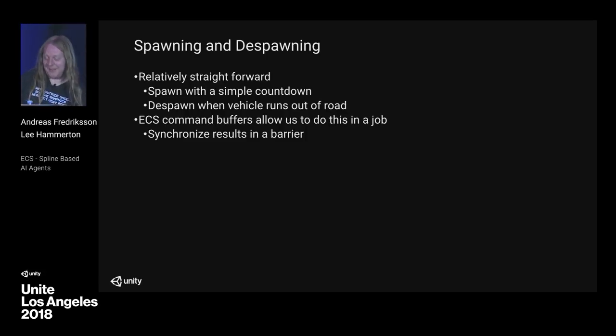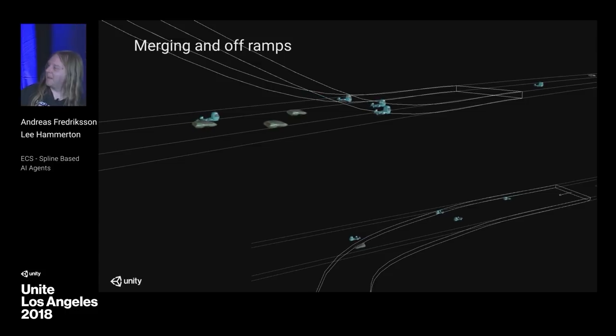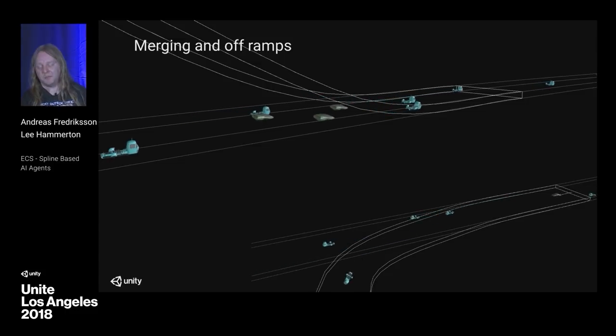The command buffer allows it, you insert all this data into the queue, and the queue will be replayed at a certain point along the frame, guaranteed that when you next get updated, all of that work has been done on the main thread. Okay, final system in place is merging and off-ramps.